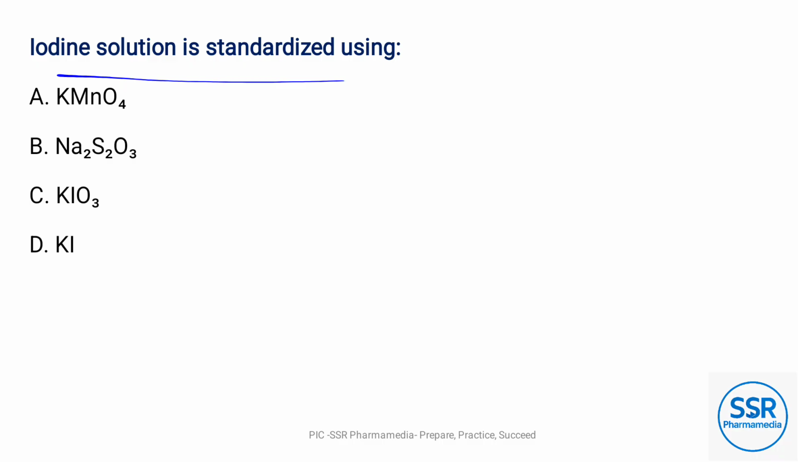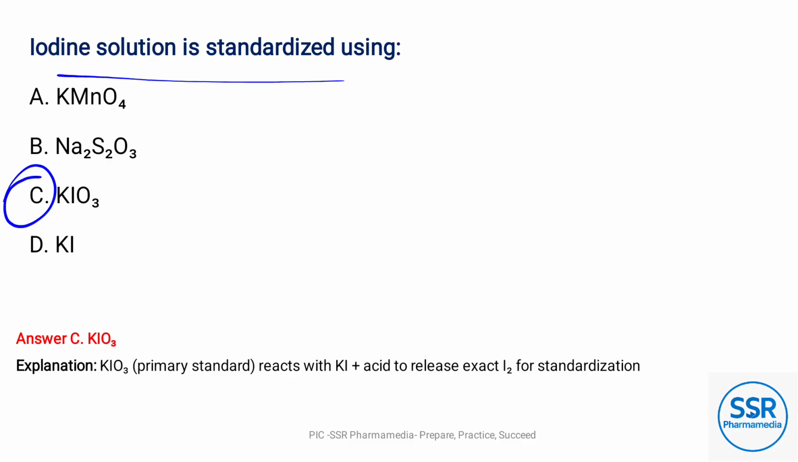Iodine solution is liberated using, option C, potassium iodate. Potassium iodate is used as a primary standard. It reacts in acidic medium to release iodine. This liberated iodine is used for the standardization of sodium thiosulfate or potassium permanganate.